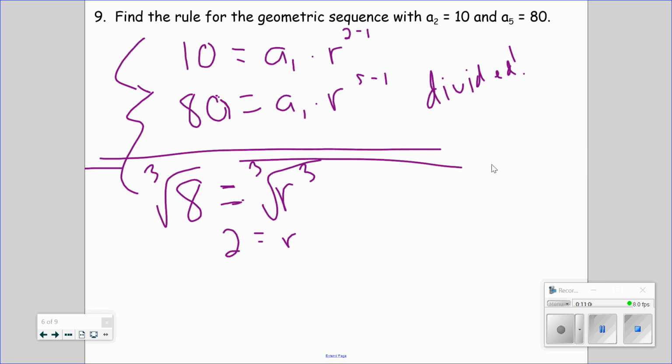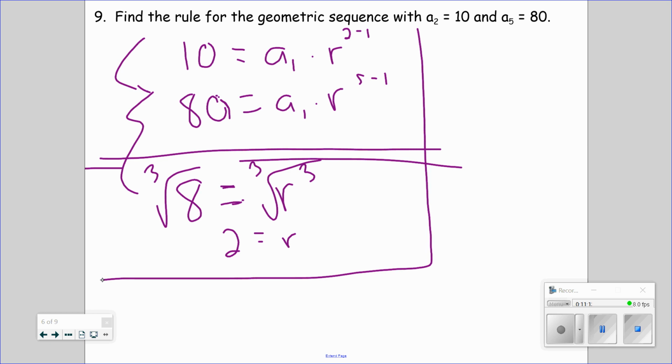Now at that point, I like to plug in my r value to my favorite equation. My favorite would probably be the first one. So I'll put the 10 there. I still don't know A1, but I know that r is 2. And 2 minus 1 is just 1. So it kind of looks like this. And all I have to do is divide by 2, and I figured out that A1 is 5.